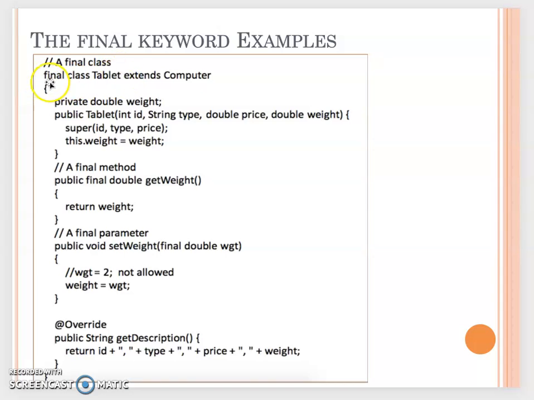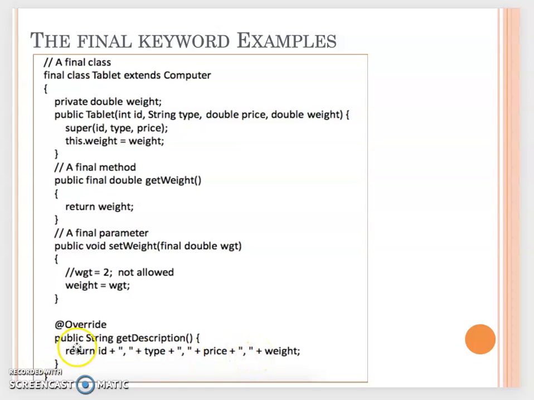We can see an example of a final class here. We have a Computer class, and then we have Tablet extending from the Computer class. If we decide the Tablet cannot be extended by any other class, then before your class keyword, just put final. After you have final, that means this class cannot be extended anymore. You can also see here they have the constructor function, and even the method is a final method, it cannot be overridden.